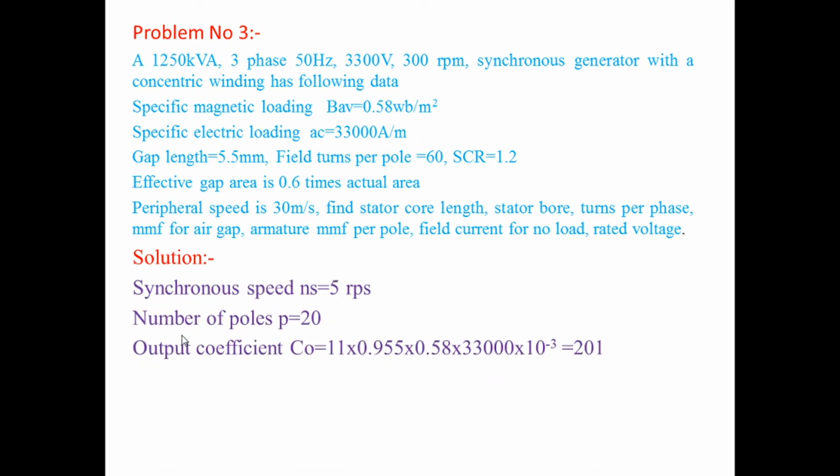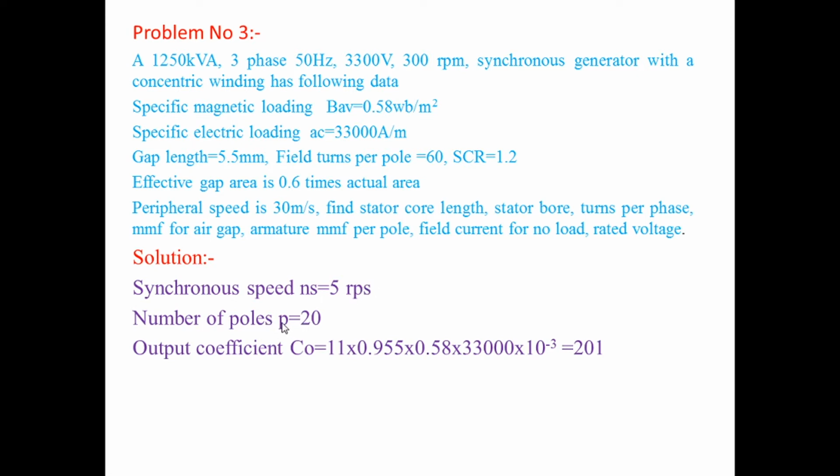The first step is to find out the synchronous speed, that is Ns. It is given that speed is 300 rpm. So it is in rpm, but in all the equations the speed is in rps. So 300 divided by 60, that is 5 rps.